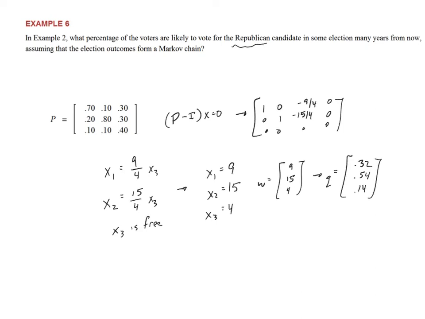So 32% of the population is going to be voting Democrat eventually, 54% is going to be voting Republican eventually, and 14% voting Independent eventually. That's the long-term solution. All right, that is the end of this section.